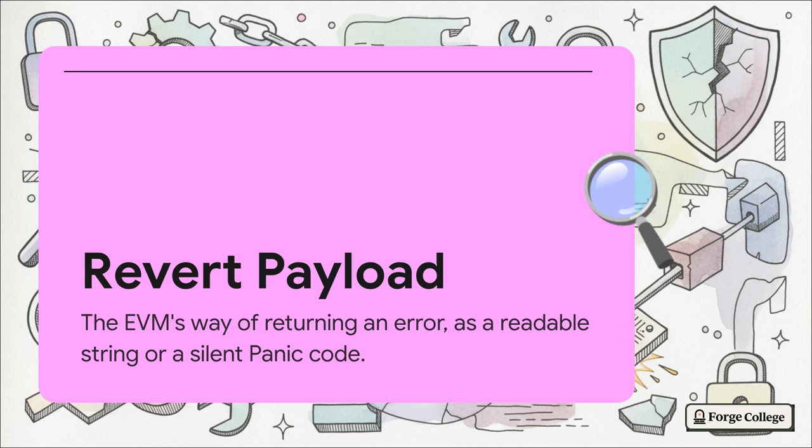And the EVM actually hands you the evidence via what's called the revert payload. Sometimes this is a nice readable string, like insufficient balance, which is obviously incredibly helpful. Other times it's just a panic code, and occasionally you'll get a revert with absolutely no message at all, literally just the EVM giving you the silent treatment. But believe it or not, even that silence is a vital clue that tells you exactly where to start looking.